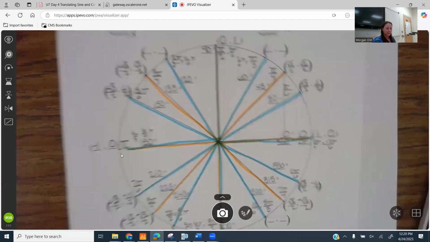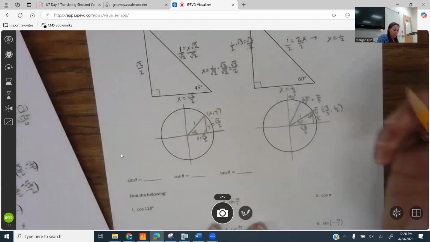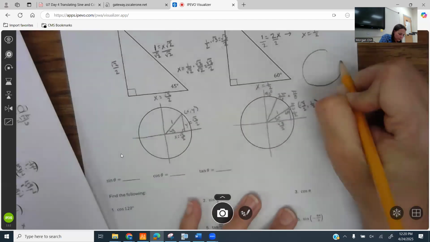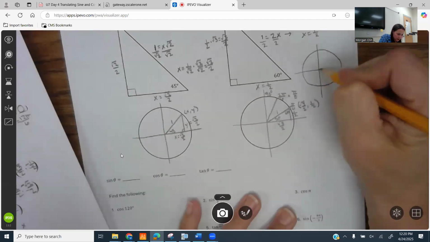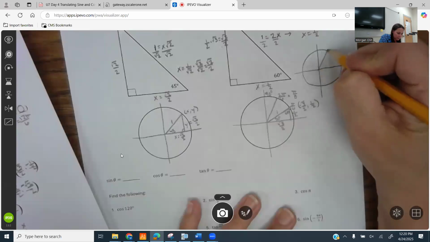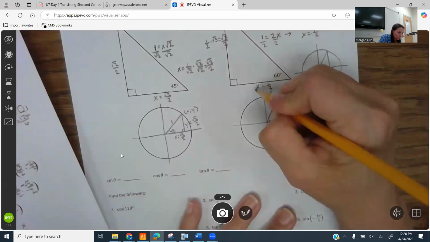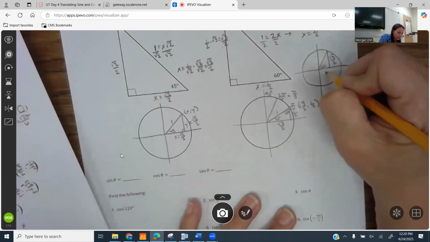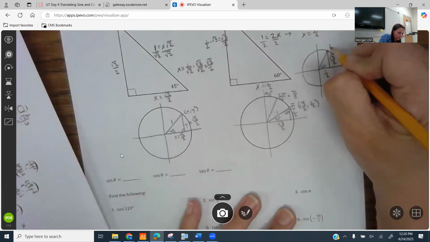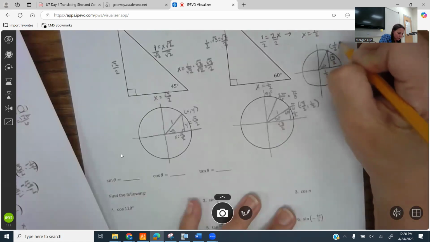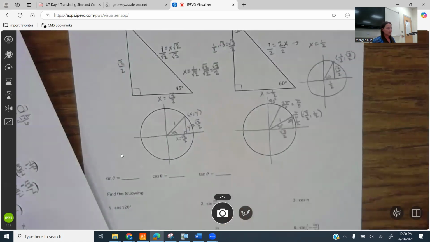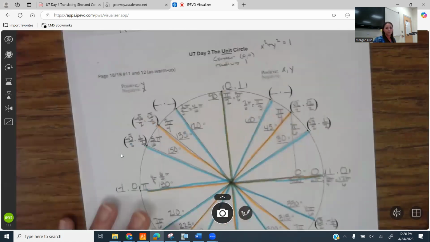And lastly, this one right here. Okay, let's think about it. And I'm going to draw another circle right here, just so we can see it. It uses the same triangle, but this time 60 degrees is here. Well, across from 60 degrees is square root of 3 over 2. Across from 30 degrees is 1/2. So this point, remember the x comes first, 1/2, square root of 3 over 2. So really, it just switches the point right here.